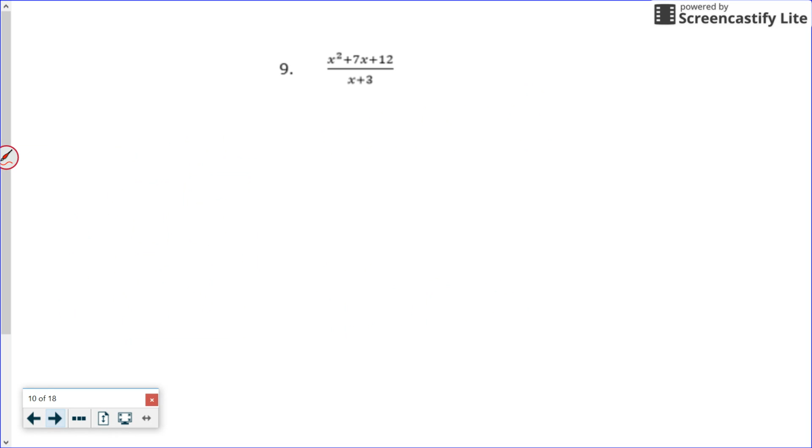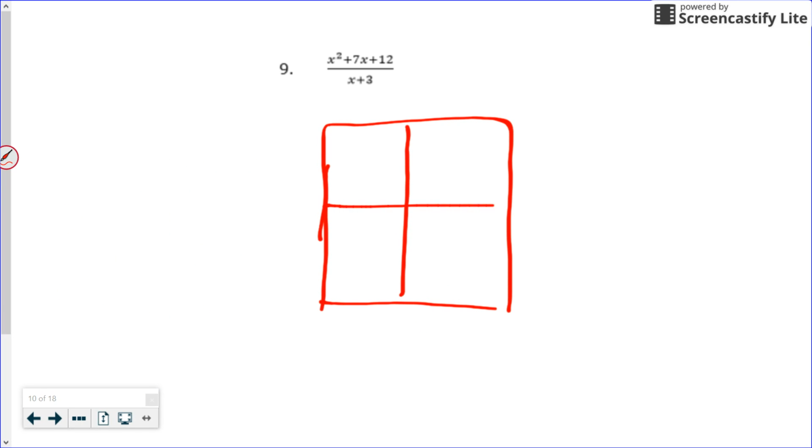Number 9. This one's division, so we're going the opposite direction here. Remember when we do division, all we're concerned about is our first term and our last term in the numerator. First term, first box, last term, last box. And then we got x plus 3 as our factor.